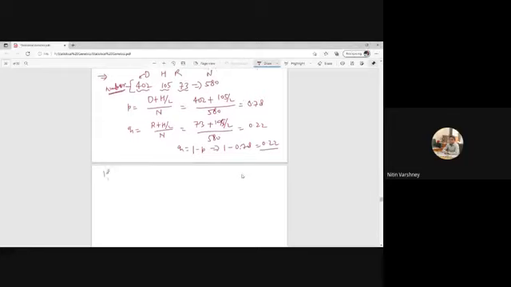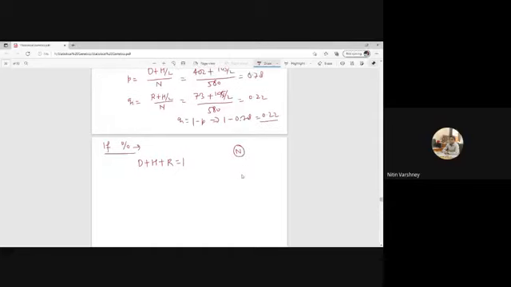Now suppose these three genotypes are given in percentage values. If the percentage is given, then we will consider D plus H plus R equal to 1. Instead of N, we will consider it equal to 1 because our data is given in percentage. Then p will be D plus H by 2, because N is equal to 1, and q is equal to R plus H by 2.